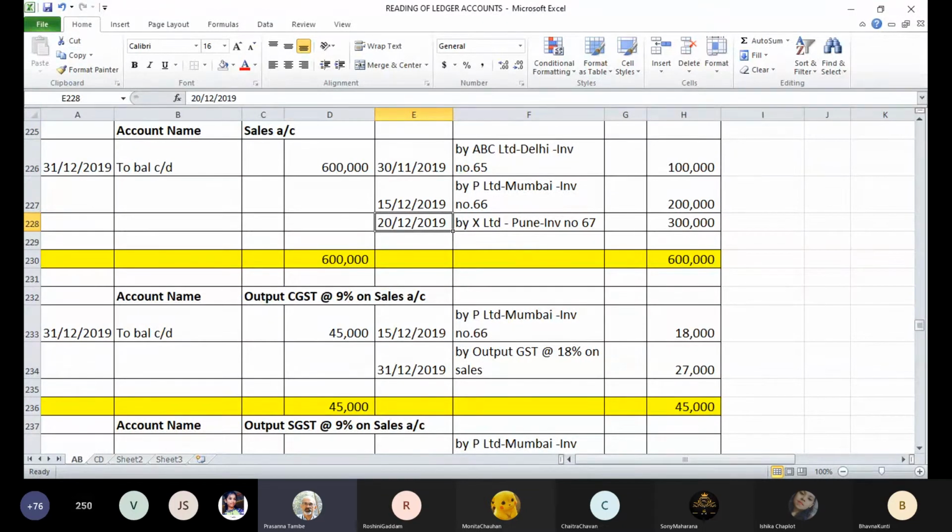Now if 18% is GST, how much will be the GST on this transaction? 3 lakh rupees is the basic price. How much is the amount for GST? 18%. How did you get 8,100? On 3 lakhs, 18%.